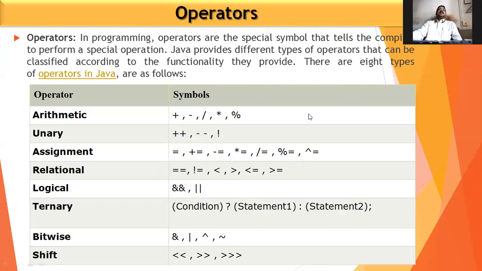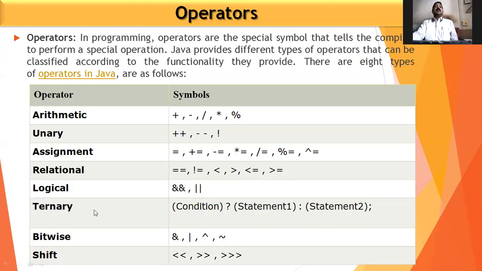Next, operators. All operators are very similar to our C language. Arithmetic operators: plus, minus, multiplication sign, division sign, and modulus sign. Unary operators: plus plus, minus minus, and exclamation sign. The assignment operator is the equal to sign, along with all the shorthand operators. The relational operators are double equal to, not equal to, less than, greater than, less than or equal to, greater than or equal to. Logical: double ampersand and double vertical bar.